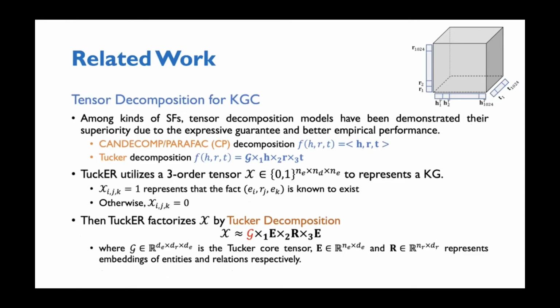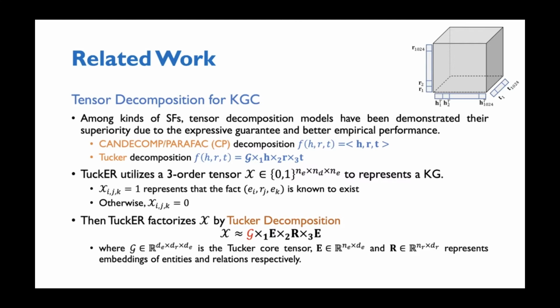Related work. Among kinds of scoring functions, tensor decomposition models have been demonstrated to be superior due to their impressive guarantees and better empirical performance. Generally, there are two decomposition models. First, CP. The scoring function is generally based on the inner product of the embedding vectors. Another is Tucker decomposition. Tucker utilizes a three-order tensor X to represent a knowledge graph. X_ijk equal to 1 represents that the fact (e_i, r_j, e_k) is known to exist. Otherwise, the element X_ijk is set to 0.